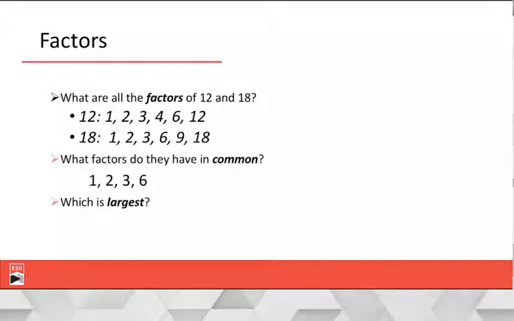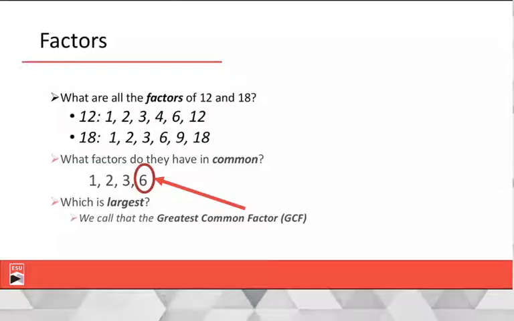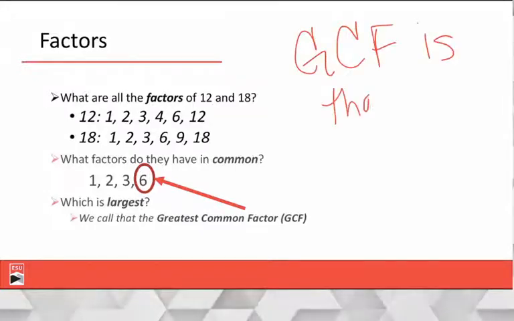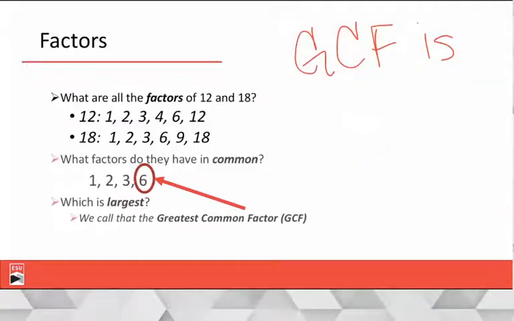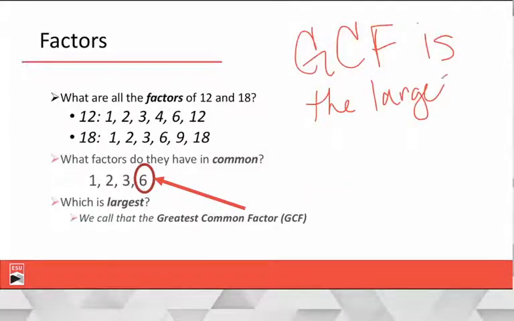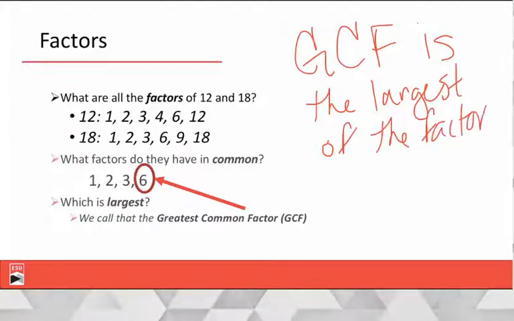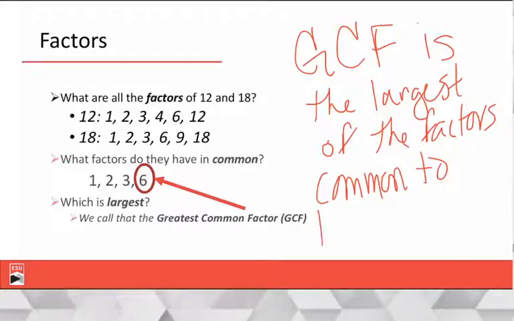And so which of those is the largest? The 6. And so we call that 6 the greatest common factor, because the greatest common factor, the GCF, is the largest of the factors common to both, or more, right?